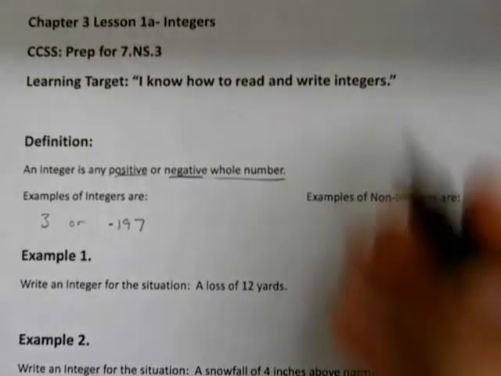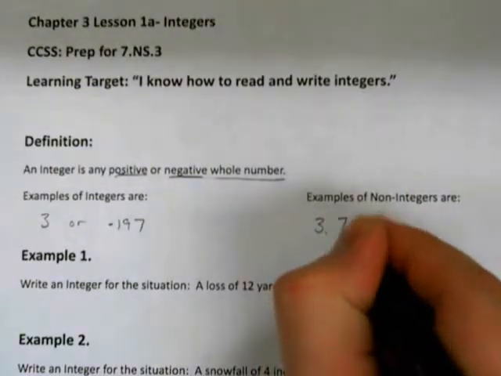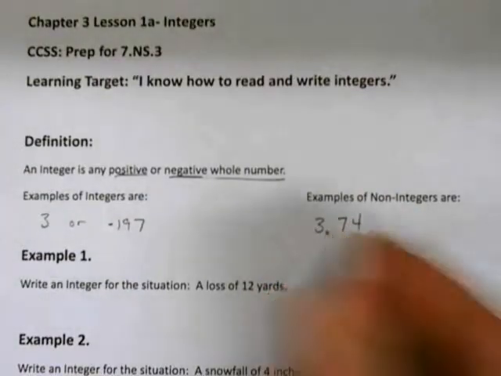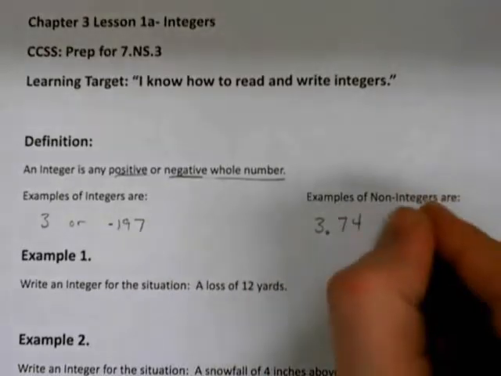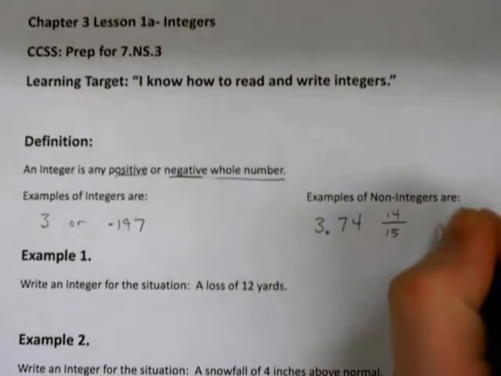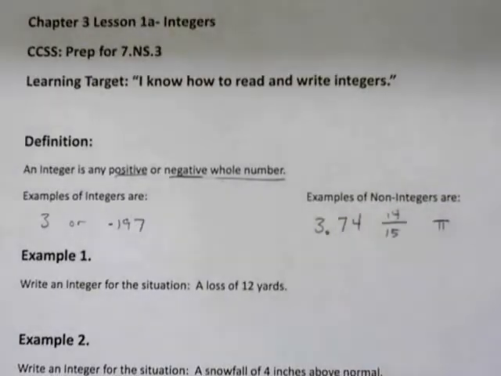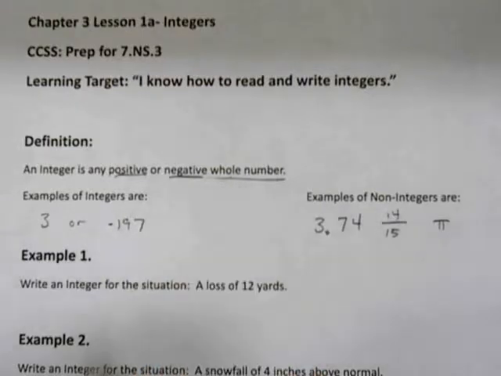So examples of non-integers would be like 3.74. This is not an integer because it has a decimal point. It's not a whole number. We could also say that 14 over 15, that fraction, is not an integer. Even pi would not be considered an integer, because they are all not whole numbers. So, just to summarize, an integer can be a positive or negative whole number. Let's go on to some examples.